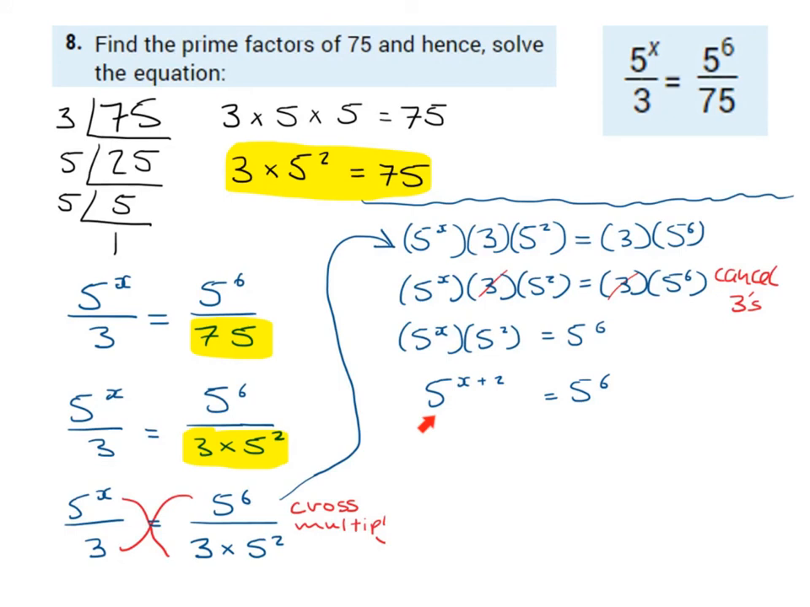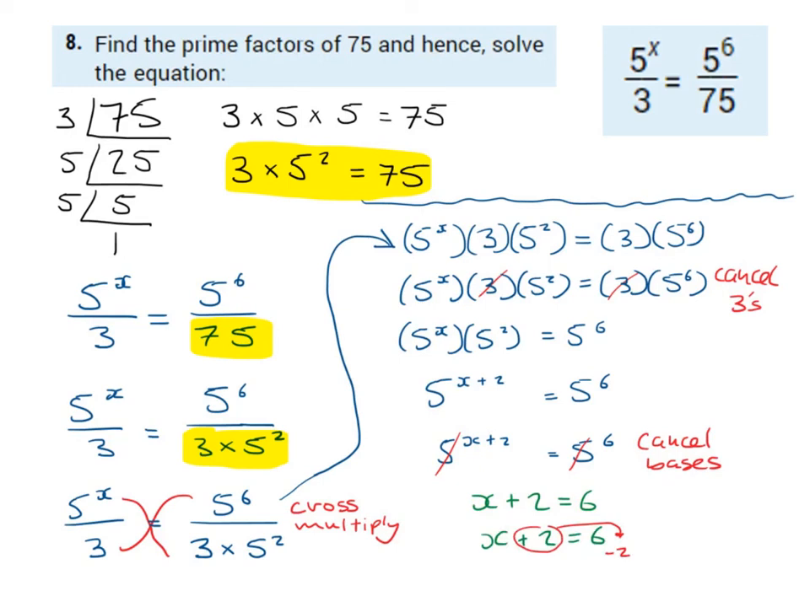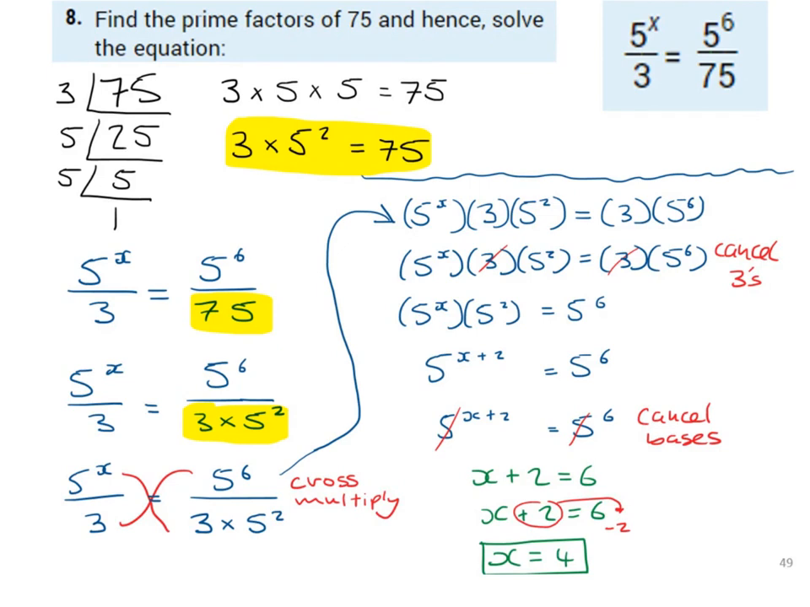Now I have 5 to the power of something on the left and 5 to the power of something on the right, so I can cancel out the 5's. So I can cancel the bases. And I'm going to bring down x plus 2 equal to 6. So x plus 2 is equal to 6, so solving for x, bringing the plus 2 over the equal sign, it becomes minus 2. And then 6 minus 2 is 4. So x is equal to 4.